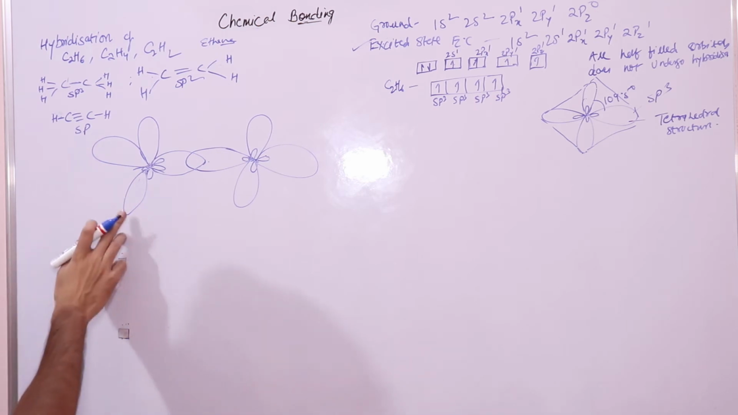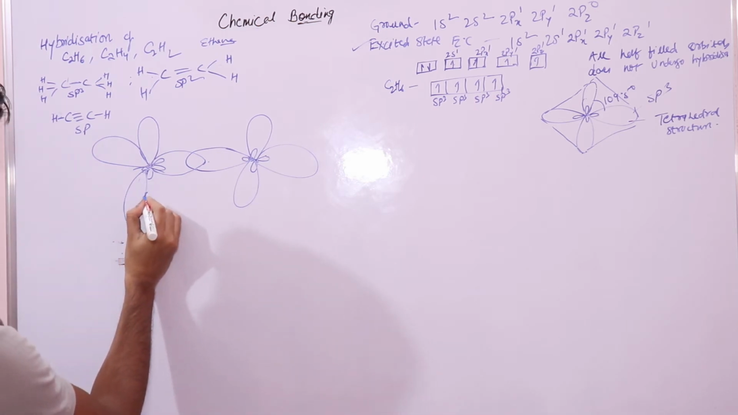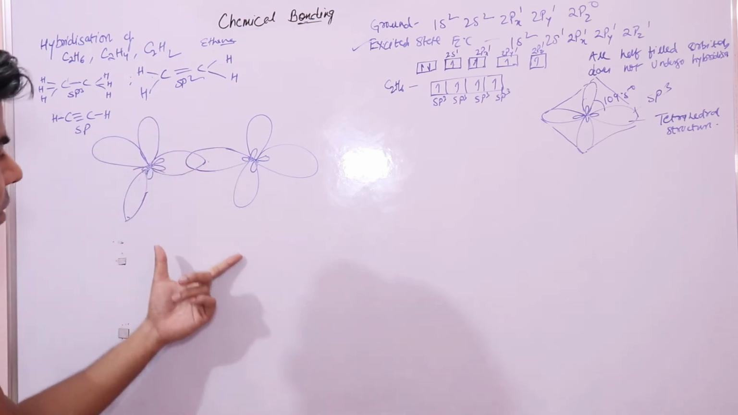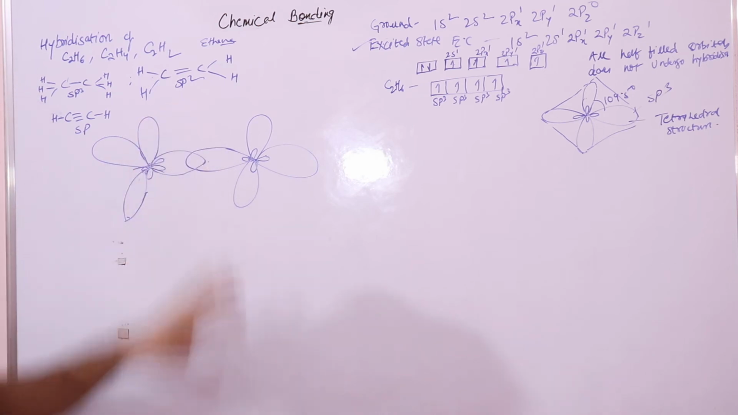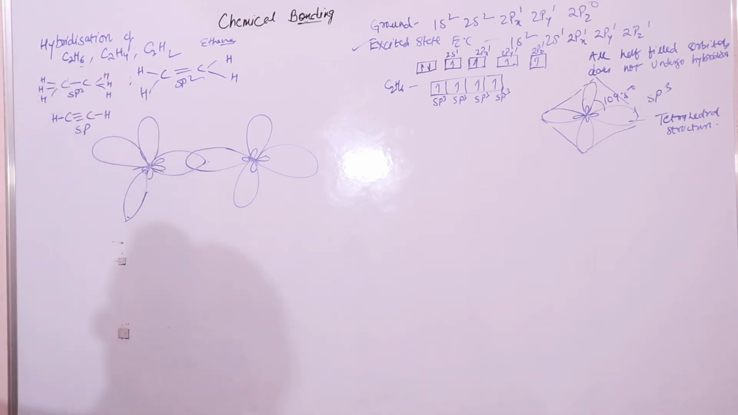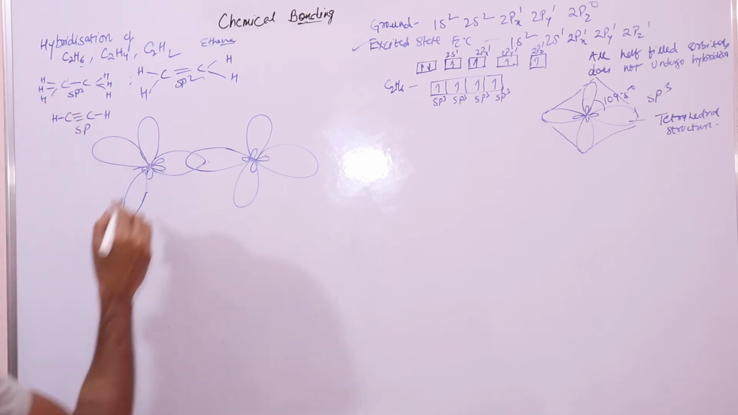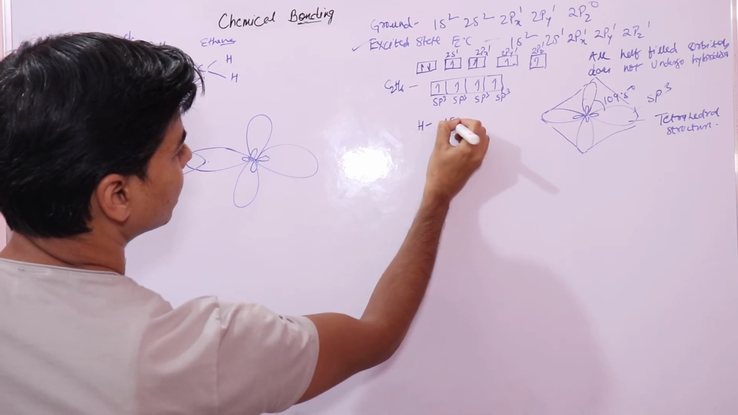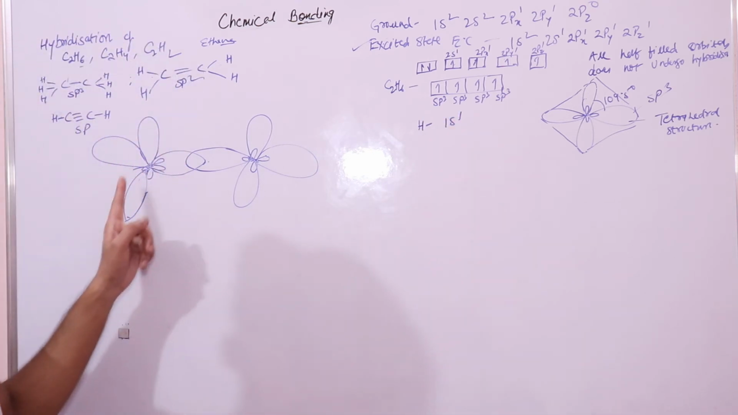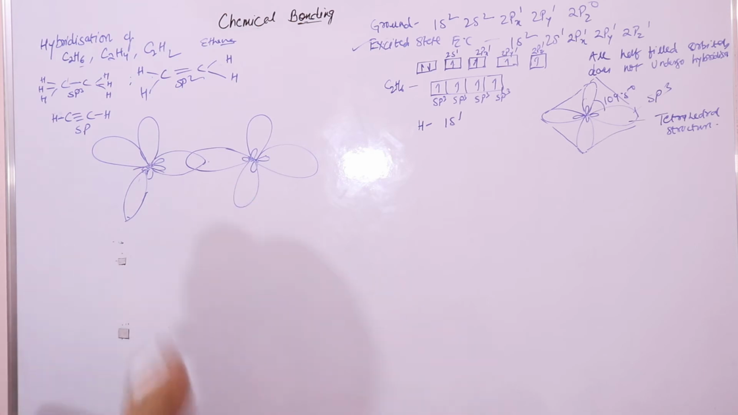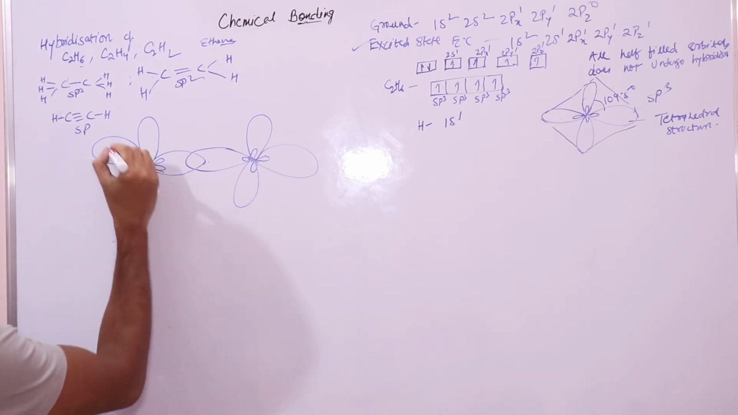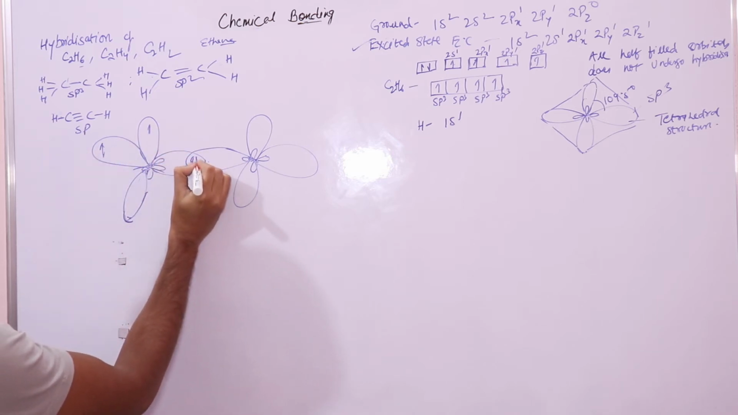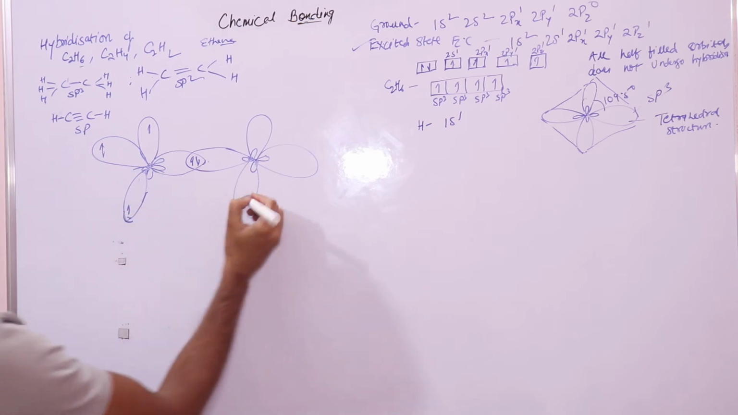And each of the other hybrid orbitals on each of the carbon atoms will undergo overlapping with 1s orbital of hydrogen atom, right? We have 6 hydrogen atoms. So we know that hydrogen atom is 1s1, right? So on both the carbon atoms we have these 4 singly filled hybrid orbitals, right?